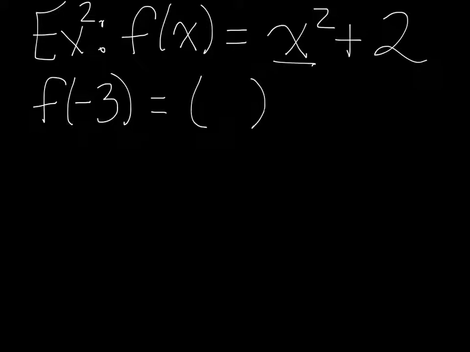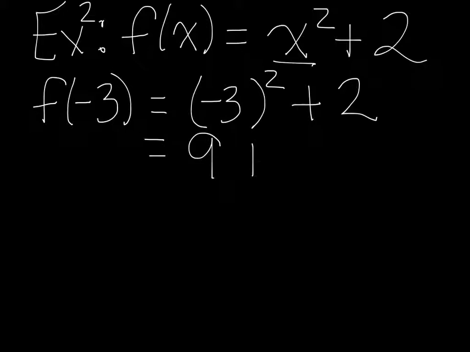So it's especially good that I use parentheses here, because if you try typing in just negative 3 squared into your calculator without using parentheses, it's going to say that it's negative 9, which is wrong, because you're actually supposed to take negative 3 and multiply negative 3, which is a positive. Okay, let's continue. So negative 3 times negative 3 is 9 plus 2, and this equals 11.